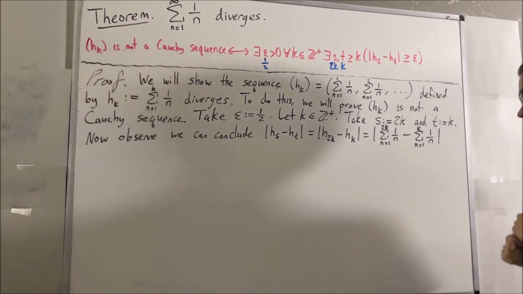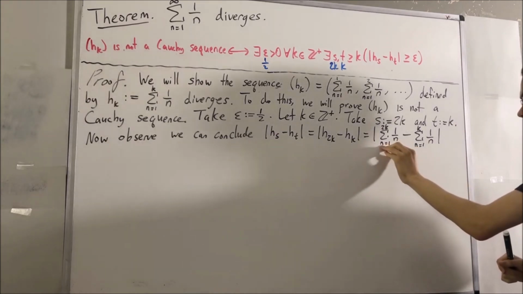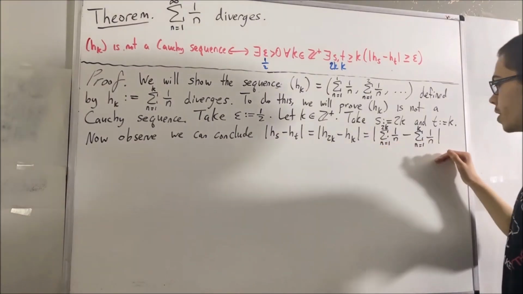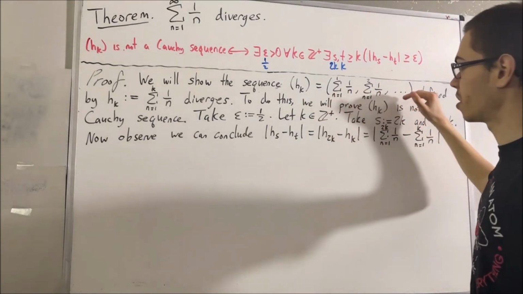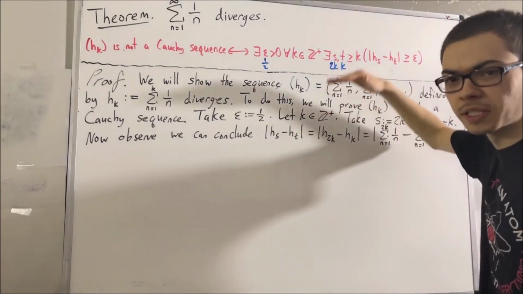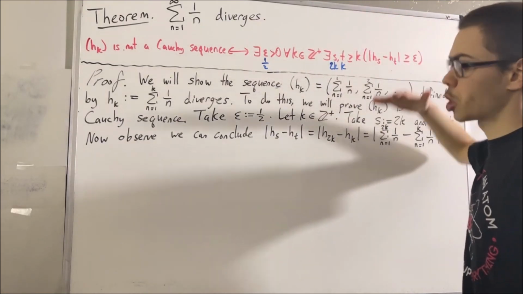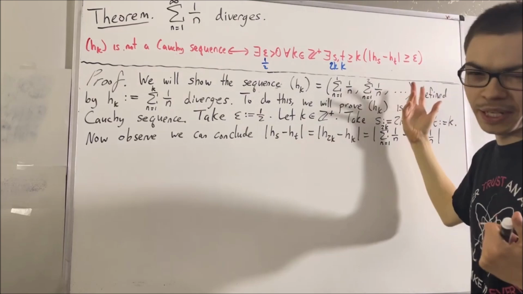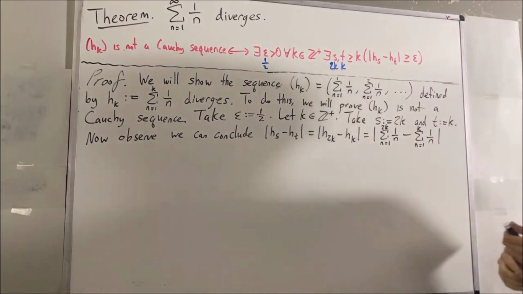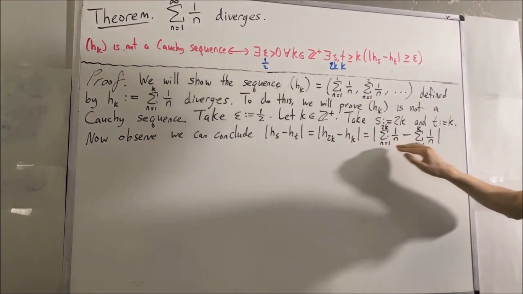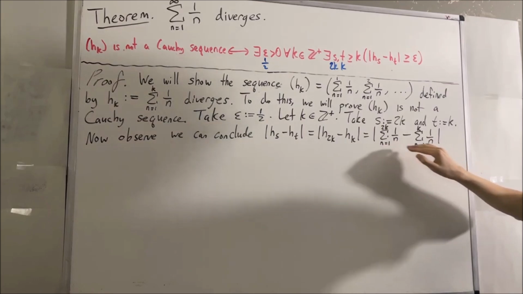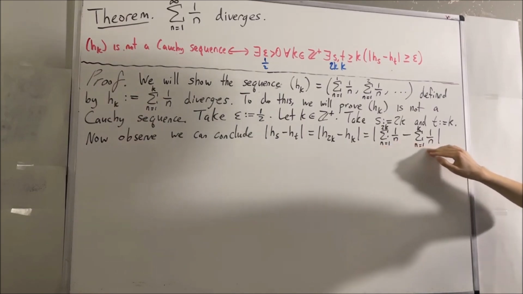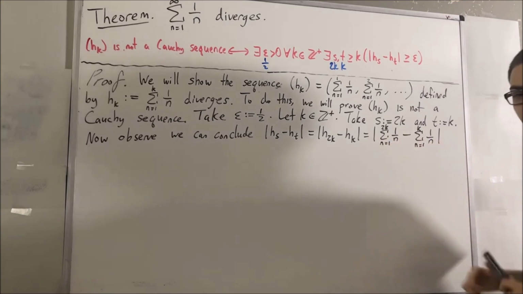Now, it turns out that this sum is greater than this sum. The reason why is because the sequence of partial sums is a monotone increasing sequence, right? Each term is bigger than the one that came before it. And that makes sense, and I think you can agree with me on that. So, because this is bigger than this, it follows that this expression is positive, and so we can just remove the absolute values.